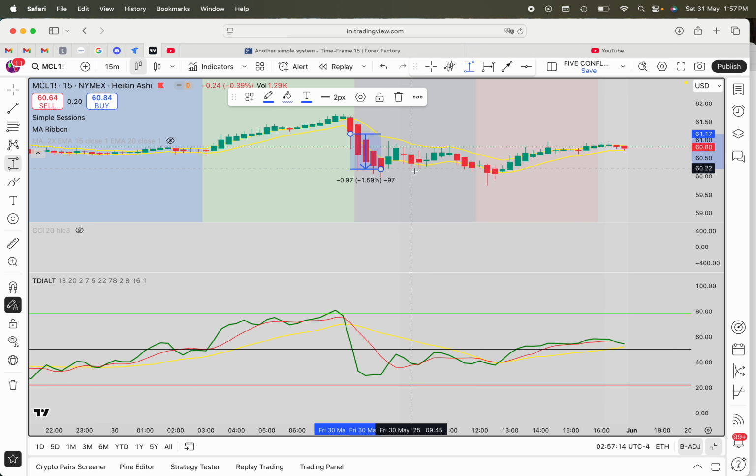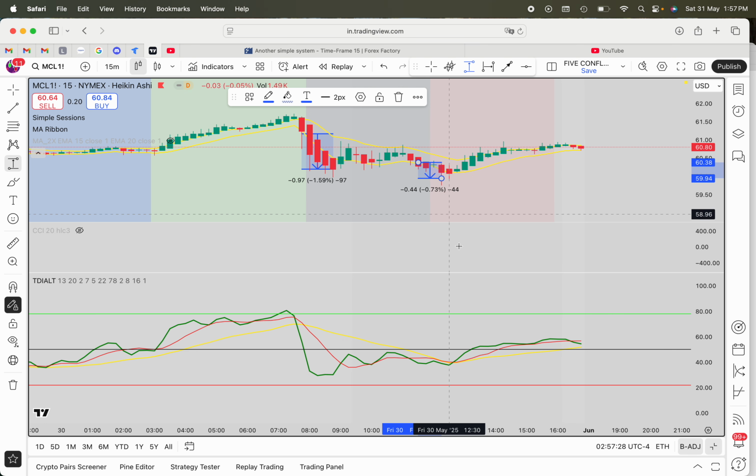Looking for another short. You can see green didn't quite get through, and as you can see, the market's sort of pushing back up. And just here, there was a short, 40 cents. And then you can see here, green pushed above the red and the yellow, and you would be looking for longs right in there.